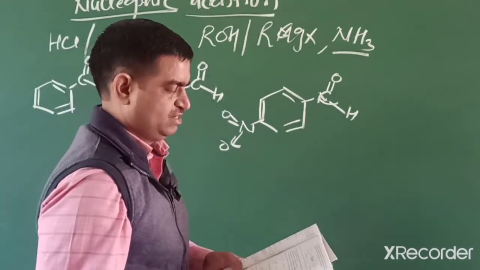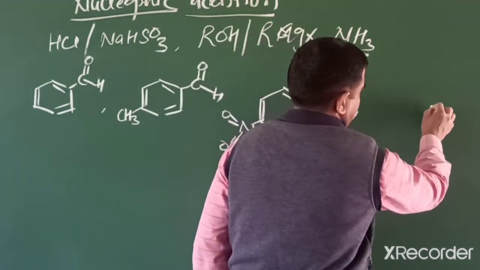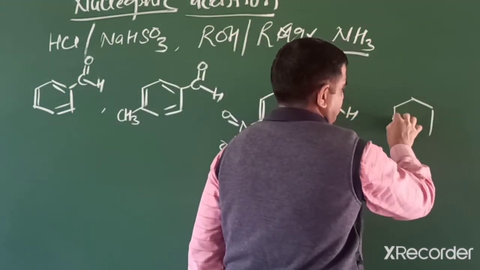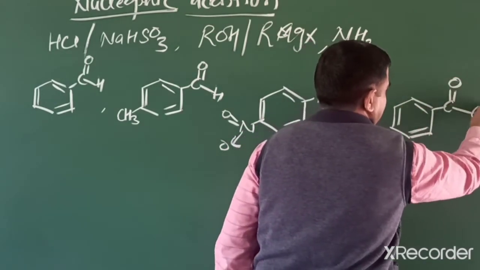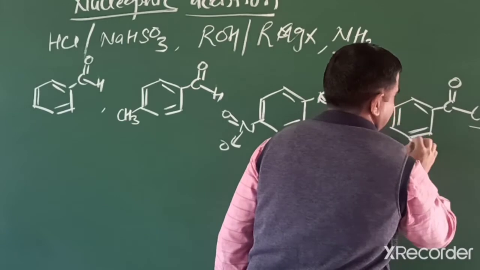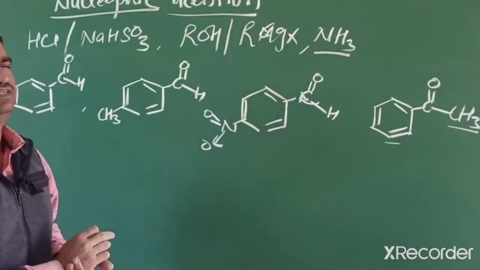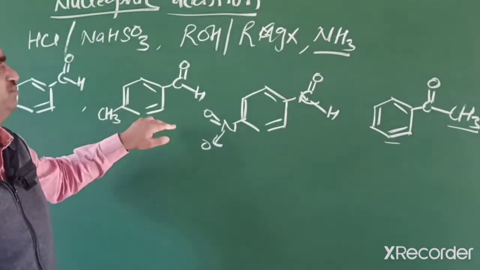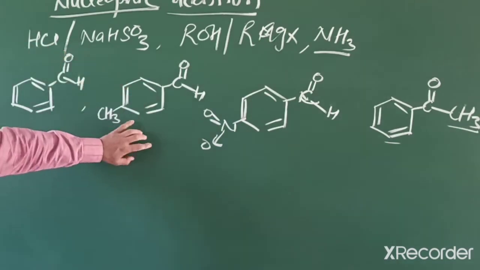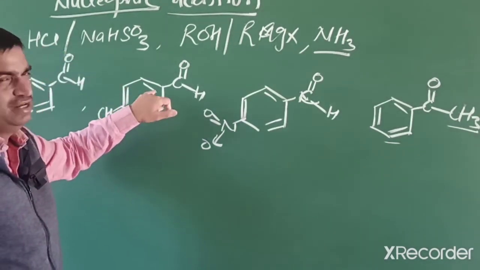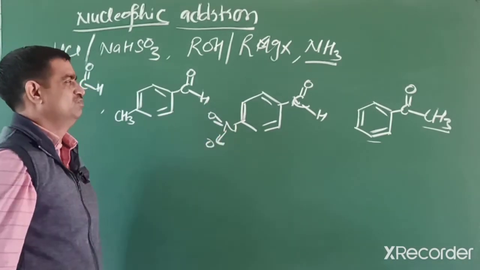The next one given is acetophenone. Acetophenone, students, how can we write it? So first we write it like this: acetophenone. So these four compounds we have to arrange in increasing order of nucleophilic addition reactivity. First one benzaldehyde, this one para-tolualdehyde, para-nitrobenzaldehyde, and acetophenone.